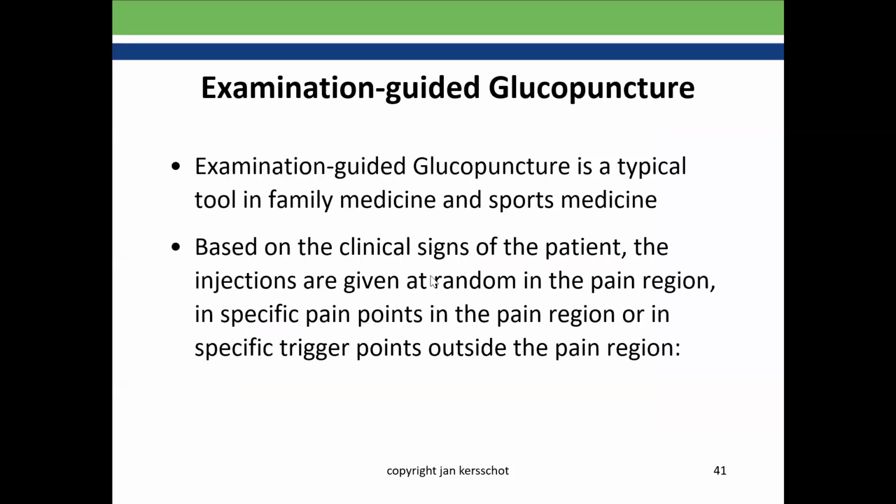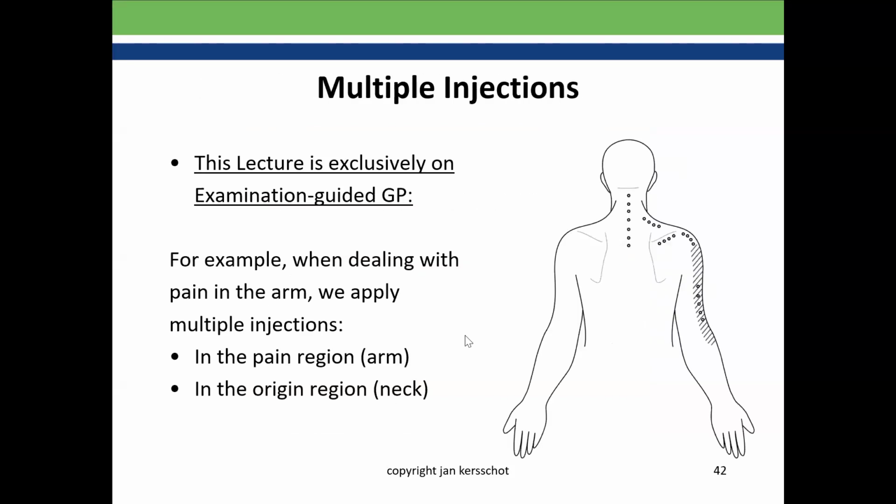We call this examination-guided glucopuncture. And it's perfect for doctors who have no ultrasound and have no access to a hospital with MRI in the neighborhood and still want to help their patients. And we sometimes inject into trigger points outside of the pain region. For example, this is a patient who has pain in the arm here. We inject some points here in the pain region, but we also inject into the neck, the trapezius muscle, infraspinatus, and deltoid muscle.